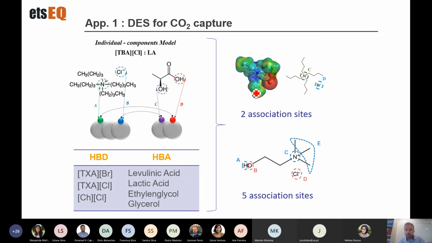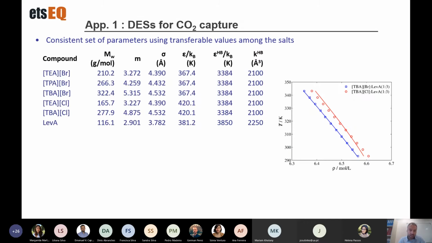We had a more simple model for the tetraalkylammonium salts based on 2 associating sites, and this was based on preliminary results found with quantum-based chemical calculations using software such as COSMO-RS and Avogadro for the charge distribution, and a more complex model with 5 associating sites that was done for choline chloride, as this was a molecule that had far more interactions.